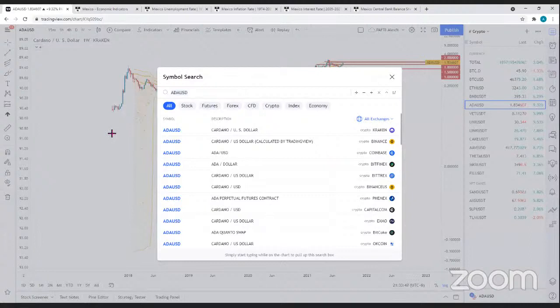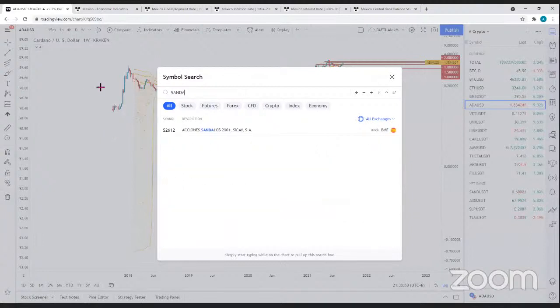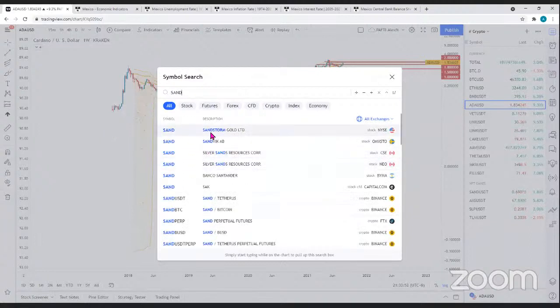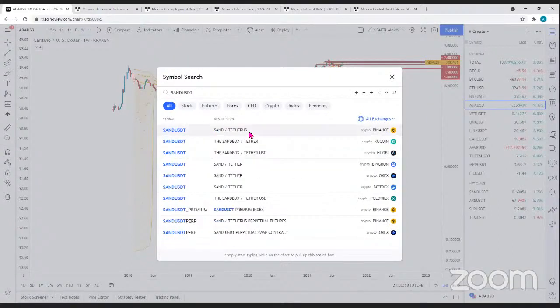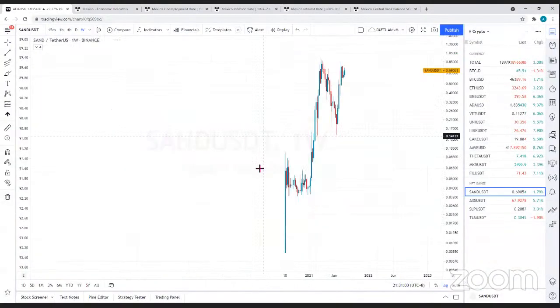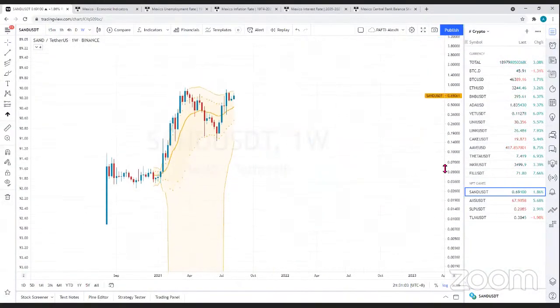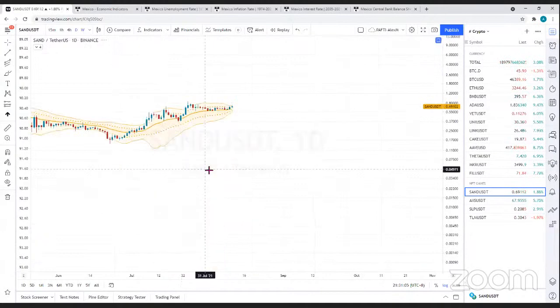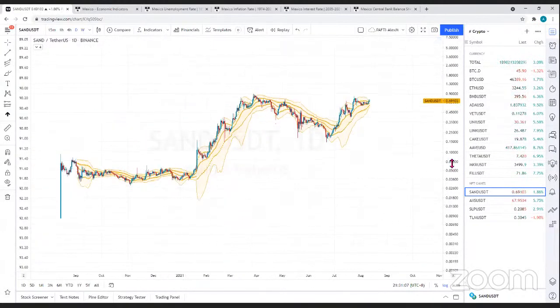Kung gusto niyo pa ng NFT, yan. Pakita ko sa inyo 'to isa. Ito nagdagdag na ako nito eh. Sand. Pangalan ito, Sand USDT. So marami na ako nito eh. Weekly. Yan. So, yan.